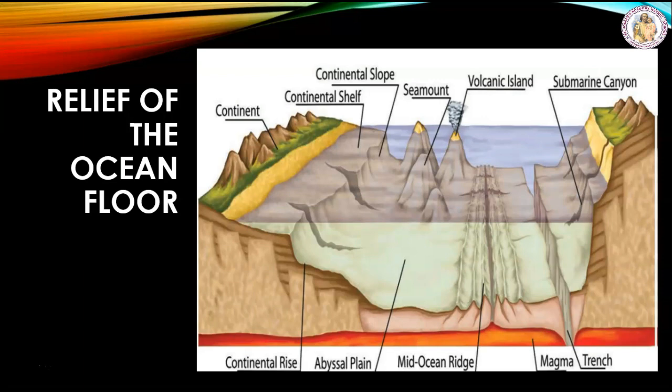Continental slope. The steep slope which descends from the edge of the continental shelf to the deep ocean bed is called continental slope. It forms a boundary between the continental crust and the oceanic crust. This zone is free from deposits as they are steep.